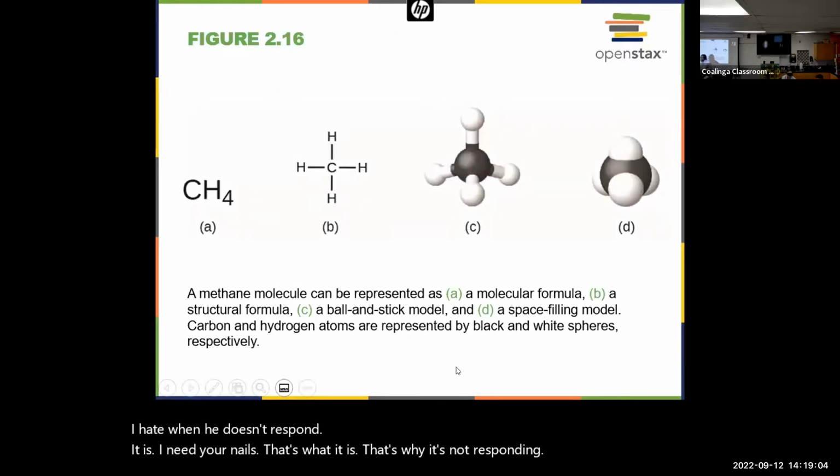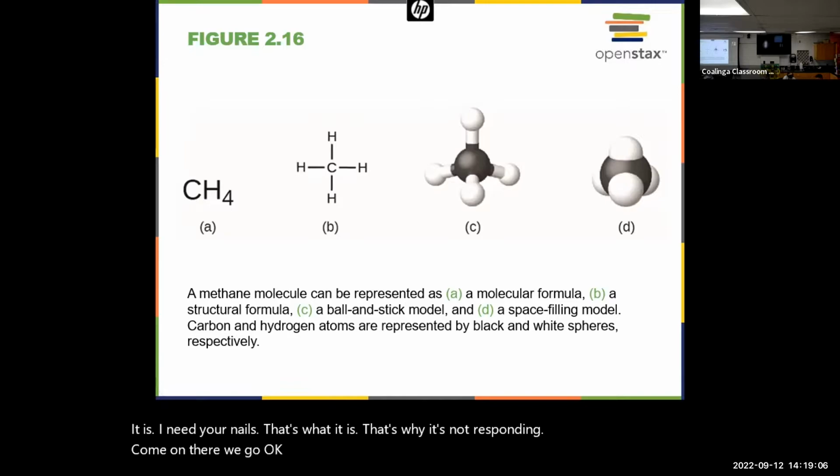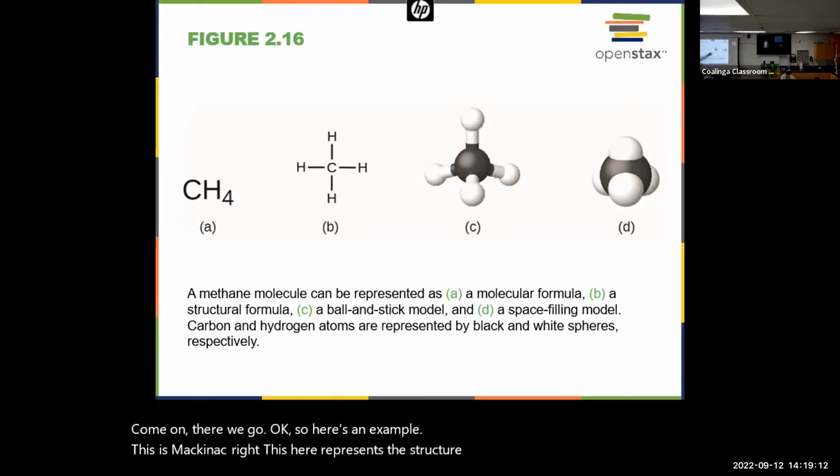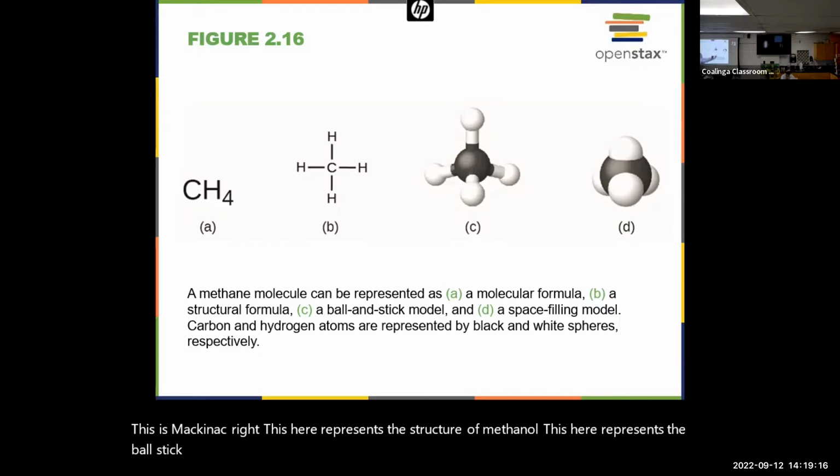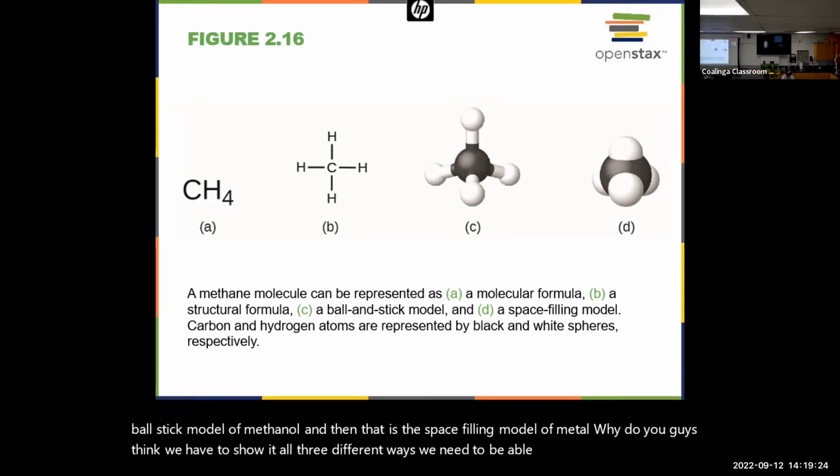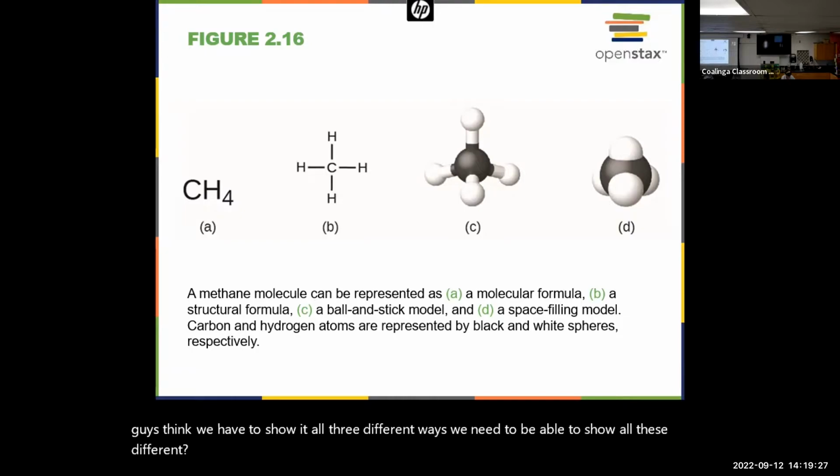There we go. Okay, so here's an example. This is methanol. This here represents the structure of methanol. This here represents the ball stick model of methanol. And then that is the space filling model of methanol. Why do you guys think we have to show it all 3 different ways? We need to be able to show it all the same ways. No clue? Anyone?